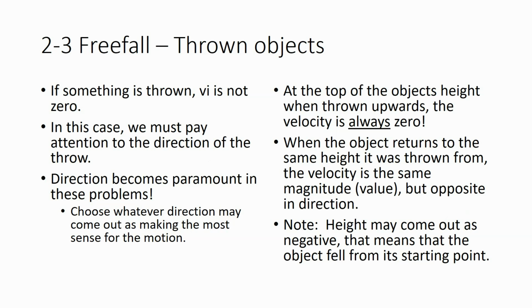When the object returns to the same height it was thrown from, its velocity will always be the same magnitude, aka the value, but it will have an opposite direction. So if we threw it upwards with 10 meters per second of velocity, it's going to be coming downwards at 10 meters per second of velocity. It is important to note, however, that the height may come out as negative if up is positive, down is negative, and the object fell from the starting point.